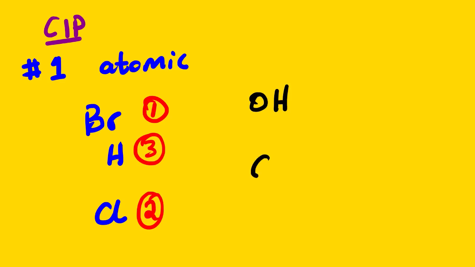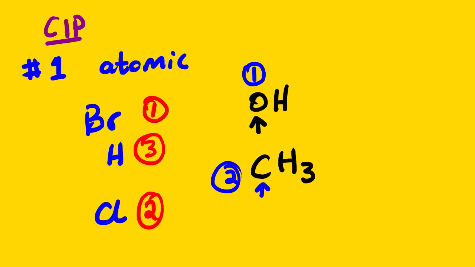Should it happen that we compare, let's say, OH and CH3, we don't take the sum of the atomic numbers. We only look at the atomic number of the first element. Comparing oxygen with carbon, oxygen will take priority number 1 because it has higher atomic number, and then carbon will take priority number 2. This is the first rule that you should know. Let us look at the second rule.